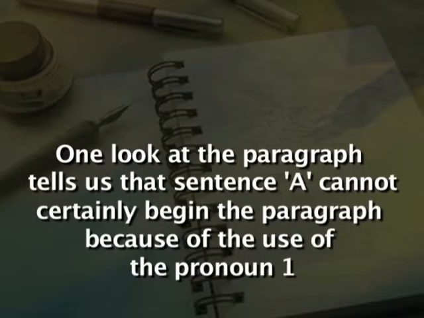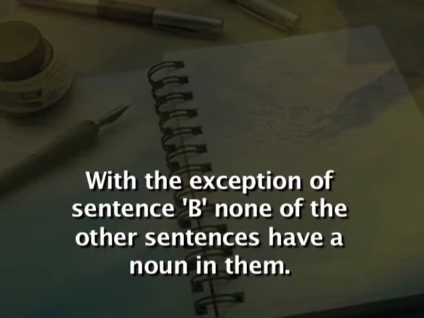Again, there are 4 options for this. One look at the paragraph tells us that sentence A cannot certainly begin the paragraph because of the use of the pronoun one. With the exception of sentence B, none of the other sentences have a noun in them.